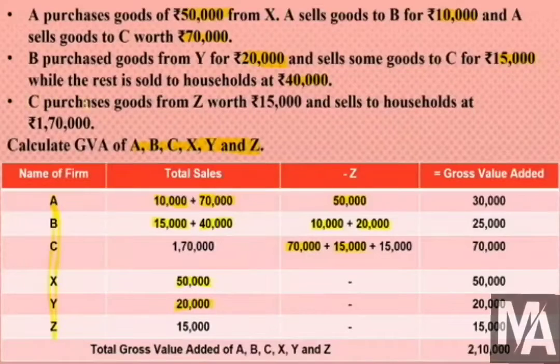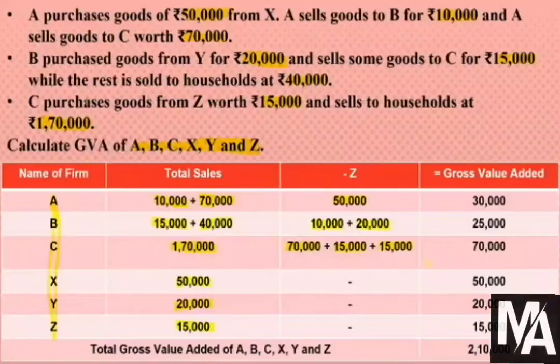The next sentence, C purchases goods from Z worth rupees 15,000. So this is going to be the purchases of C. So this is another raw material or intermediate goods. But this is going to be the sales of Z. And so we have 15,000 here, and sells to household at rupees 1,70,000. So this is the total sales of C. So with that, we have completed all the information that is present in this particular problem.